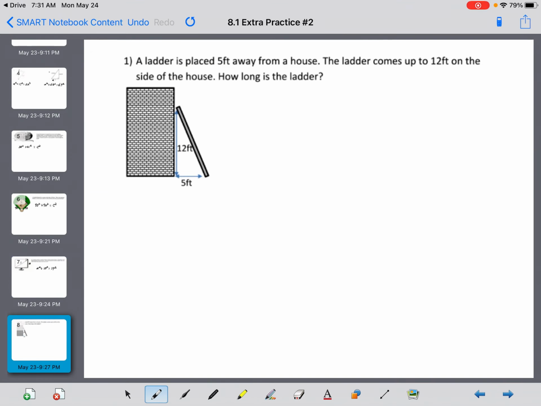Okay, for your last one, a ladder is placed 5 feet away from a house. The ladder comes up 12 feet on the side of the wall. How long is the ladder? Well, that's C, because here's your 90 degree angle. All right, so we have 5 squared plus 12 squared equals C squared.